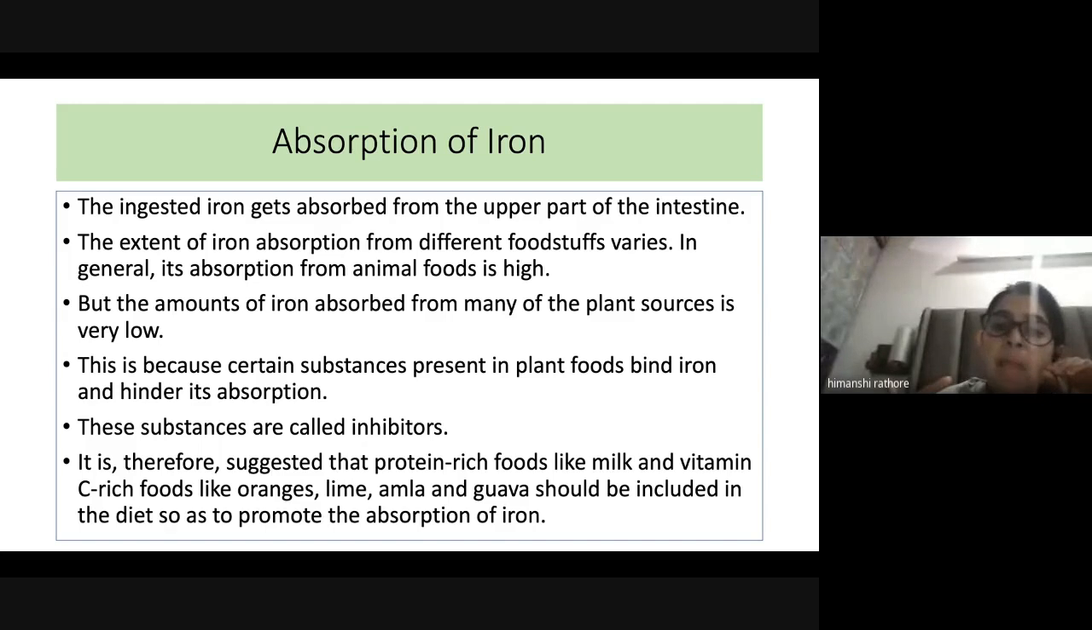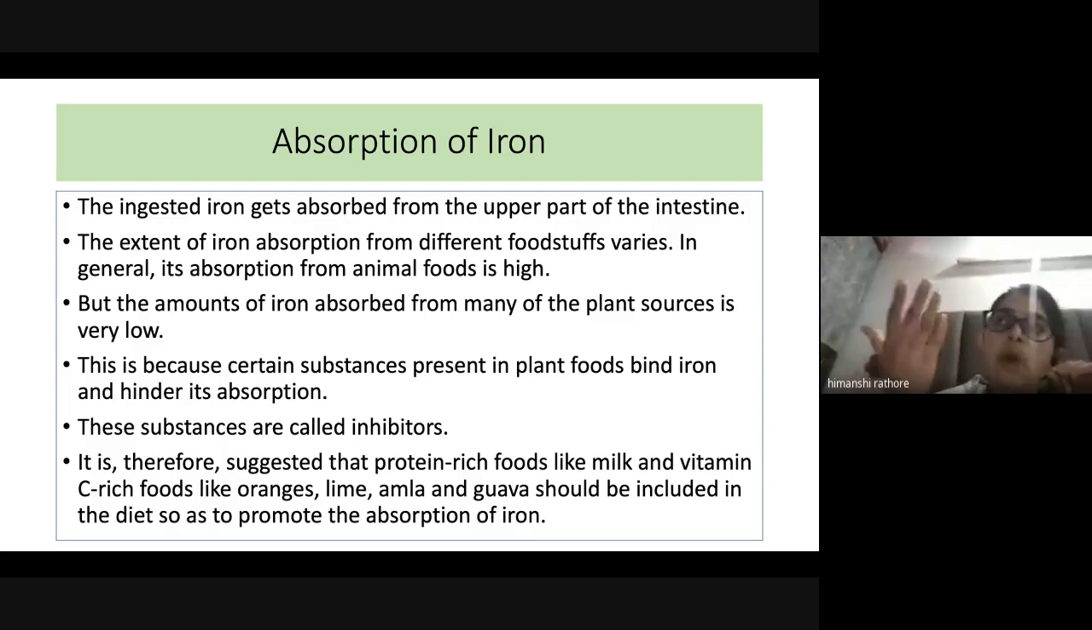And why is the availability of iron less in plant sources? Because they have binders. There are substances present in vegetarian foods that bind the iron, and if they bind the iron, it won't be easily released inside the body in its simpler form. As I discussed with you yesterday also, the food has to be broken down into simpler food material to be absorbed by the body.